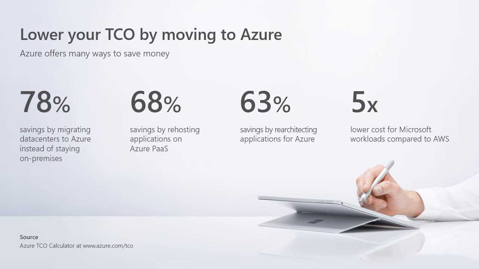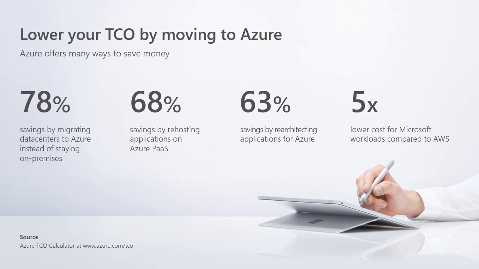Okay, so we have seen customers that have experienced lower TCO by moving to Azure. So 78% by migrating data centers to Azure, 68% by rehosting applications on Azure PaaS, 63% savings by re-architecting applications on Azure, and 5x lower cost for Microsoft workloads compared to that of AWS. So for more information on that, go to the TCO calculator on azure.com/TCO.